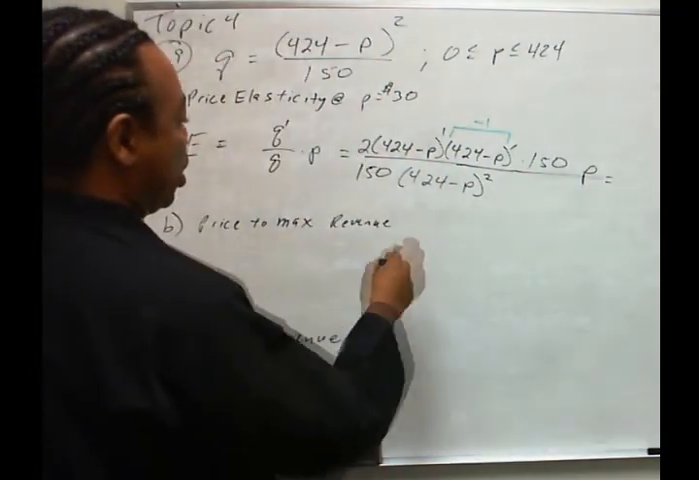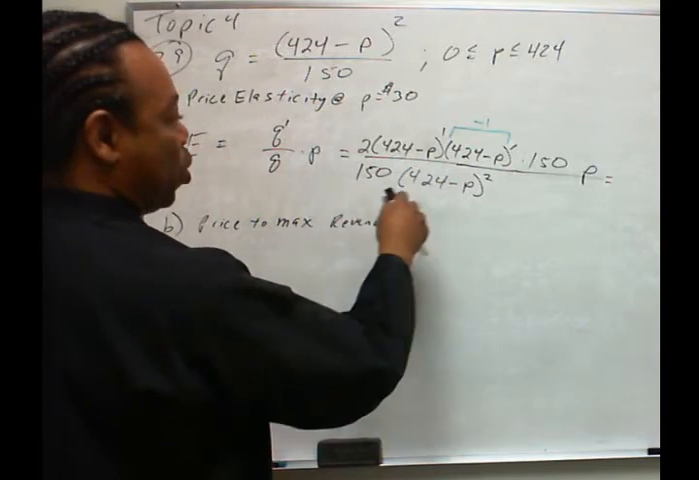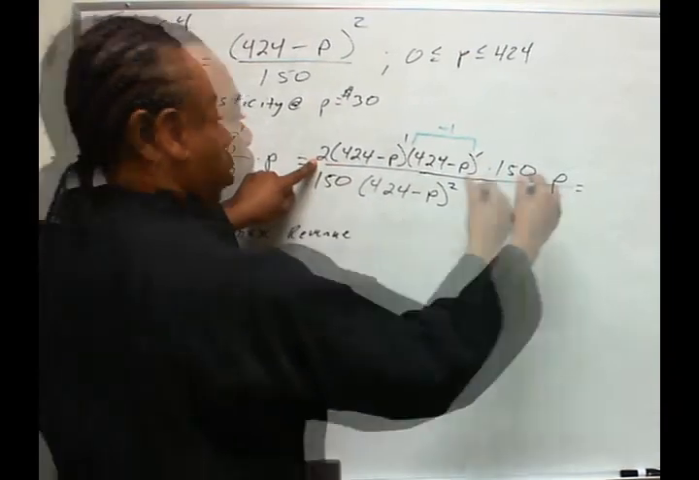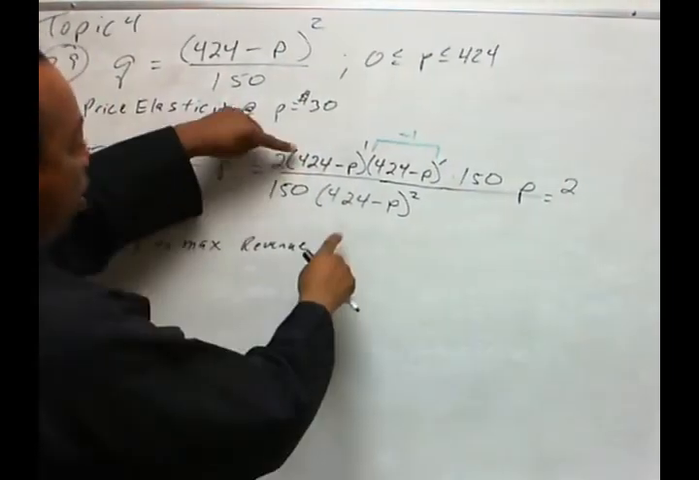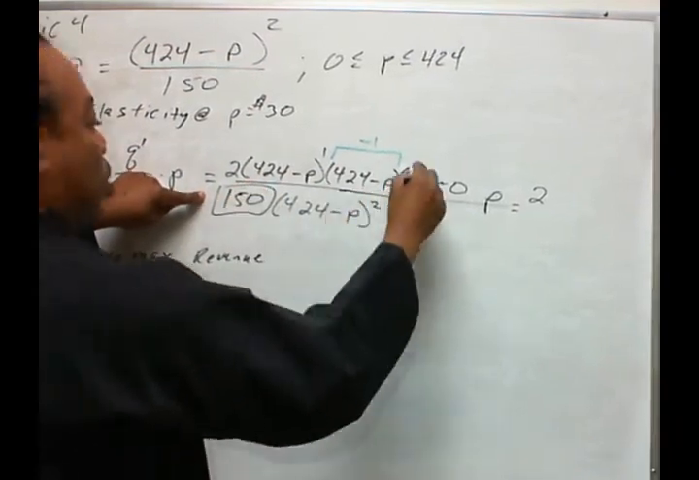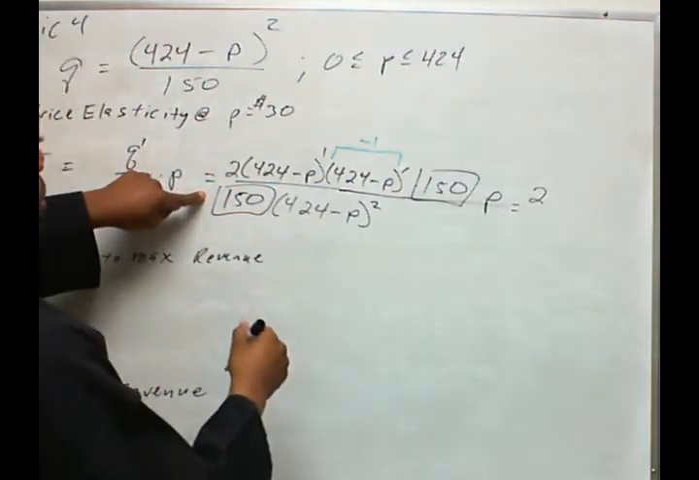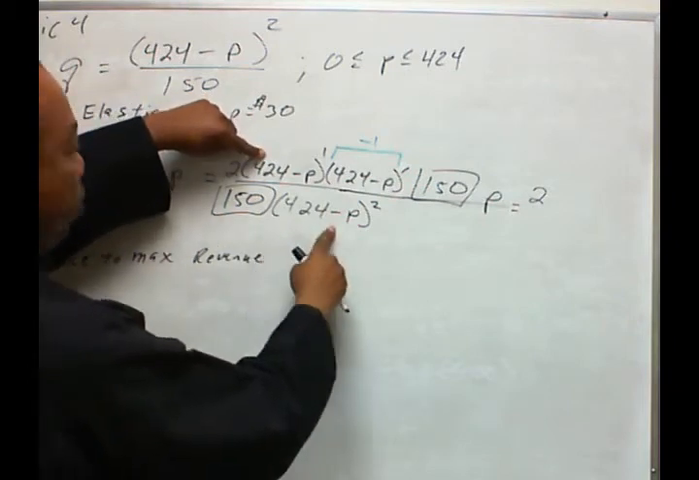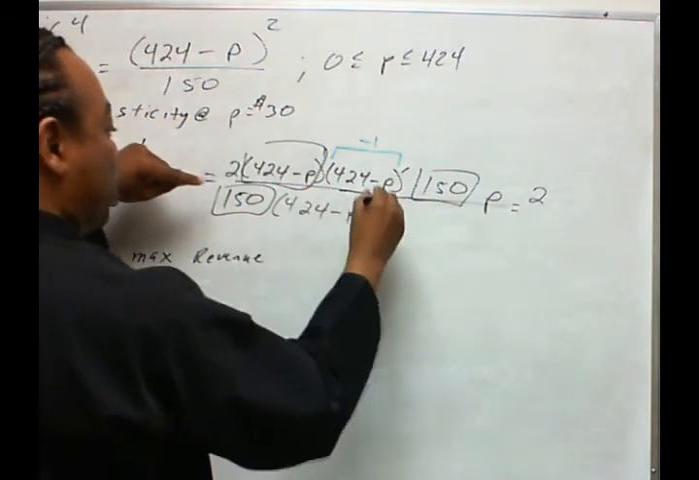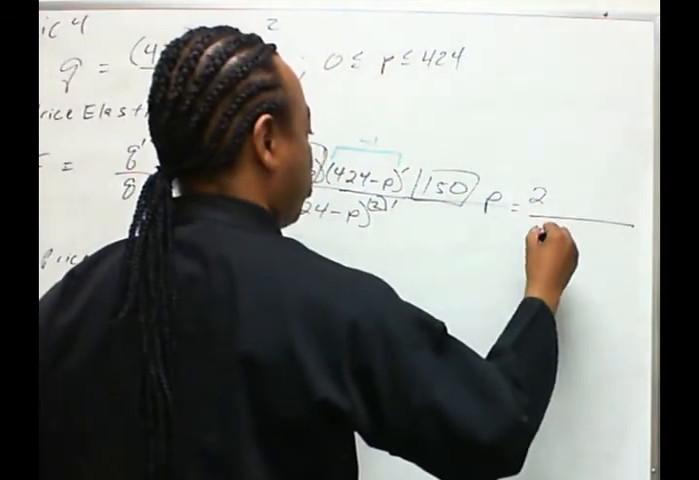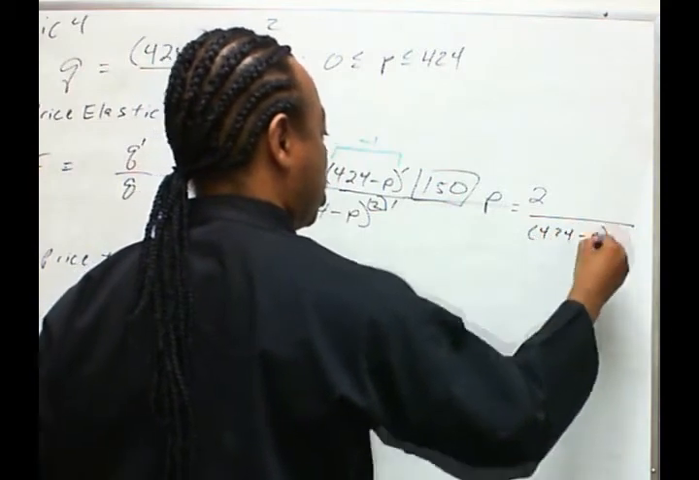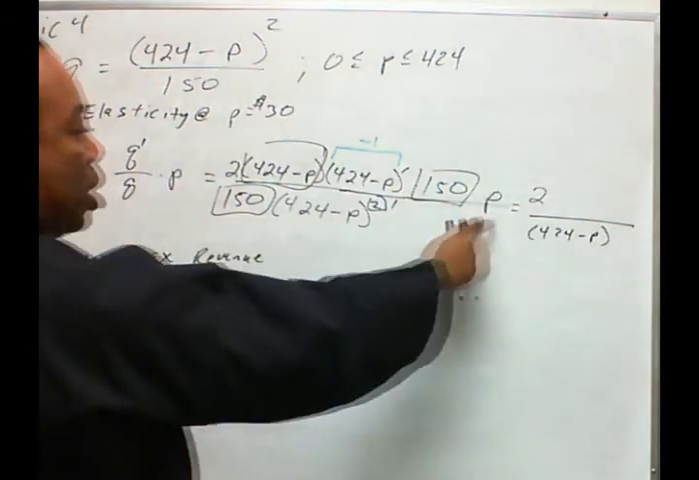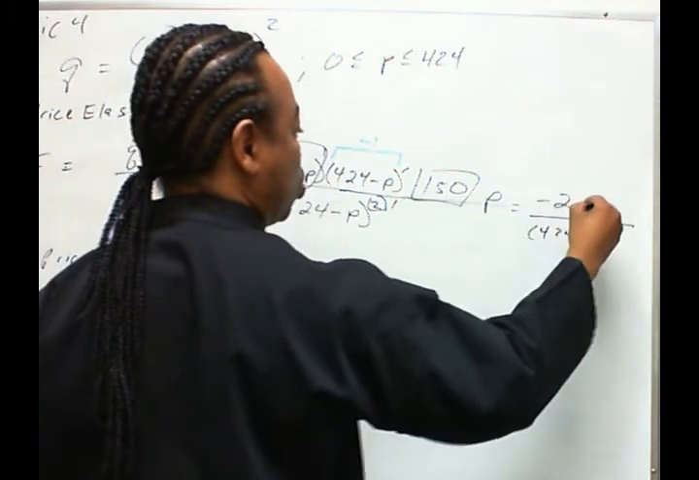Now we can clean this up a little bit. The 150s will cancel, leaving the 2 here. And this factor will cancel out with one of these factors, so we'll have 1 left there: 424 minus p. What's left is the negative and the p. So let's make it negative 2p.